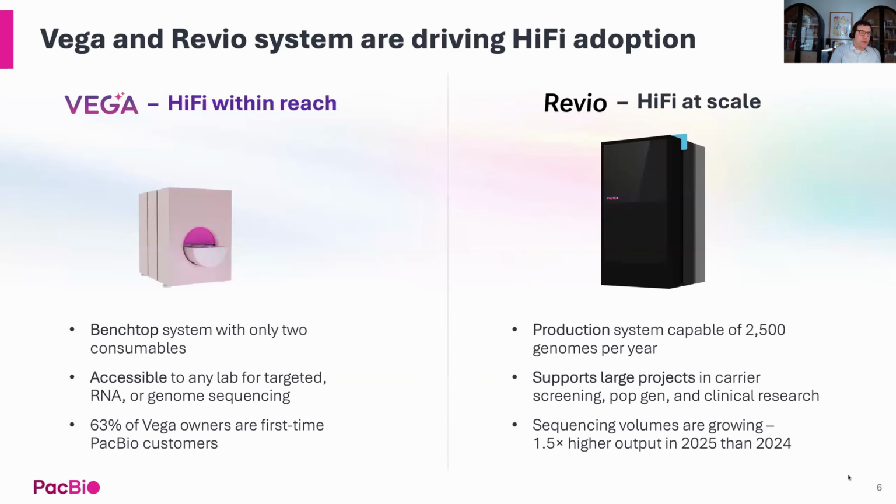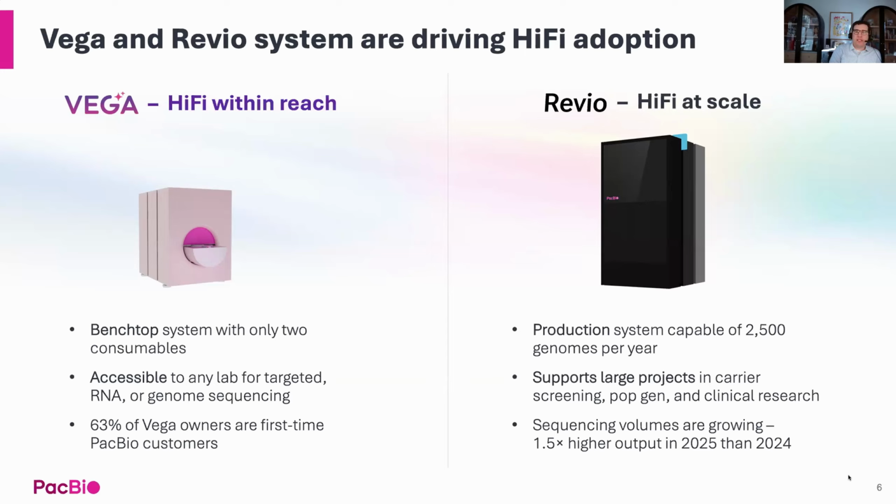The HiFi sequencing is available on two different sequencers today. The first is shown on the left here, the Vega system. This is a system designed around accessibility. It's a benchtop system with a very simple user experience. It's designed to be in labs that focus on genome sequencing, but also targeted and RNA sequencing. And this has been a good entry point for a lot of labs into using HiFi sequencing. So more than 60% of Vega owners are first-time PacBio customers.